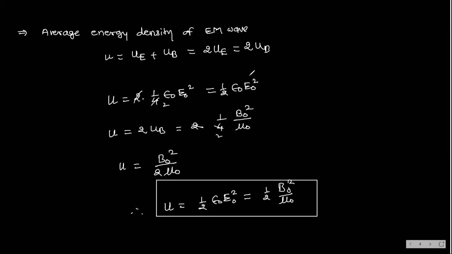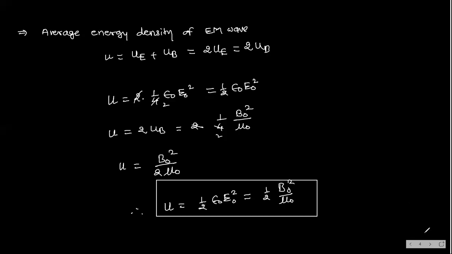So from this we can conclude that half the energy of an electromagnetic wave is contained in the electric field and half the energy in the magnetic field. Okay, so let's move ahead.